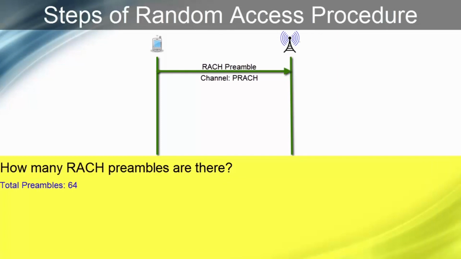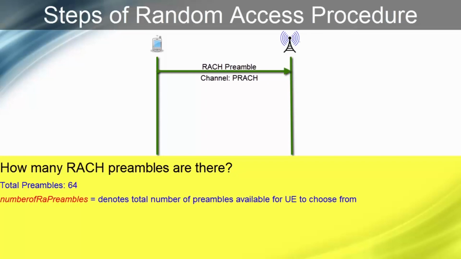There are 64 preamble sequences available for each cell, and UE generates these 64 preambles for the cell it wants to camp on. But remember, all these 64 preamble sequences are not available for UE. A few preamble sequences are reserved by eNodeB for non-contention based random access. I will explain later what is the difference between contention and non-contention based random access.